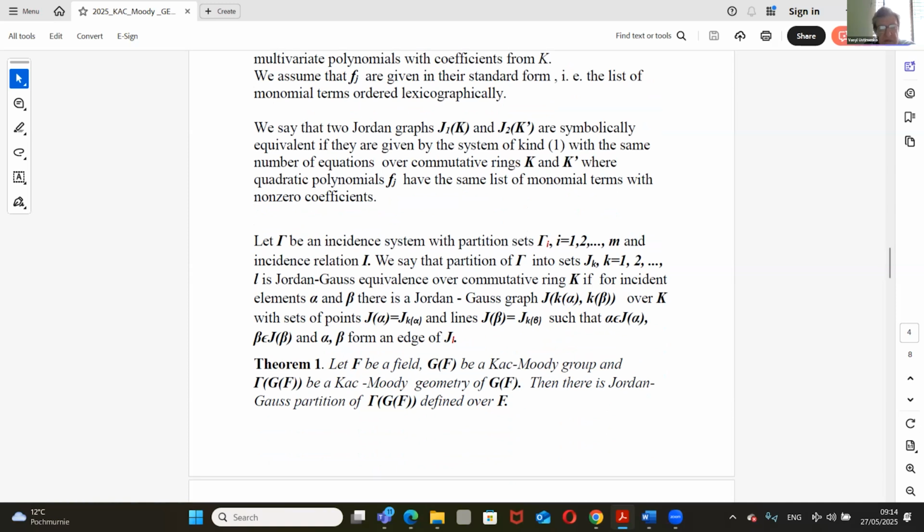So this Jordan-Gauss graph gk alpha k beta. And first theorem: let F be a field and GF be a Kac-Moody group, and gamma GF be a Kac-Moody geometry of GF. Then there is a Jordan-Gauss partition of gamma GF defined over F. So we can look at Kac-Moody geometry as a kind of disjoint union of these bipartite Jordan-Gauss graphs.